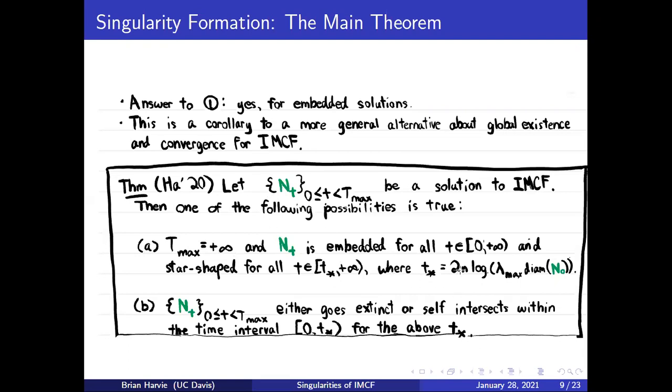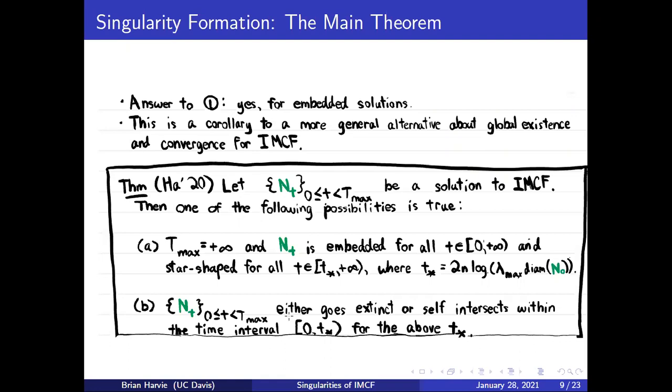So this time t star that I wrote here is equal to 2n times the natural log of lambda max. I didn't write down the definition of lambda max here, but it's the largest initial principal curvature of N naught times the diameter of N naught. So this is a quantity that depends only on N naught. And what I'm saying is that either the flow exists for all times, it's embedded for all times, and it's star-shaped beyond the time t star, or the flow either goes extinct or it self-intersects within the time t star. So this would be the analogous statement to mean curvature flow, where you have, in this case, either finite time extinction or self-intersection within a prescribed time interval.